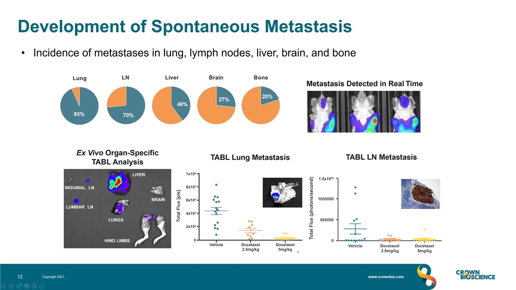Similar story as seen in the lymph metastasis. So this model, beyond primary tumor treatment, can also be used to evaluate compounds targeting, say, lung MET and lymph node MET. But if you want to study brain MET and bone MET, it becomes quite tricky because the incidence is quite low.